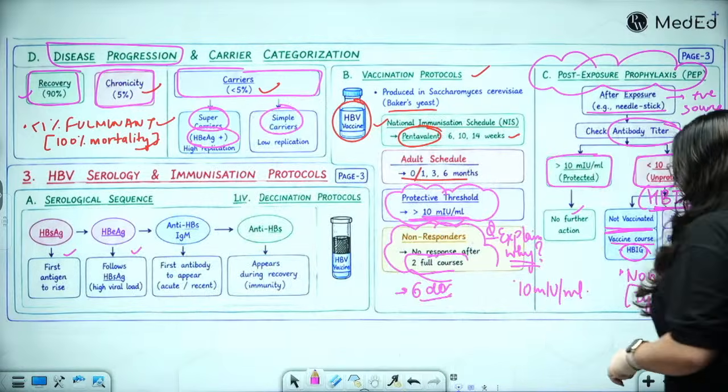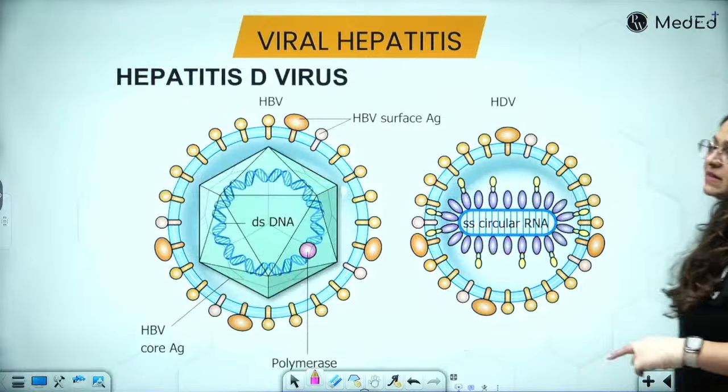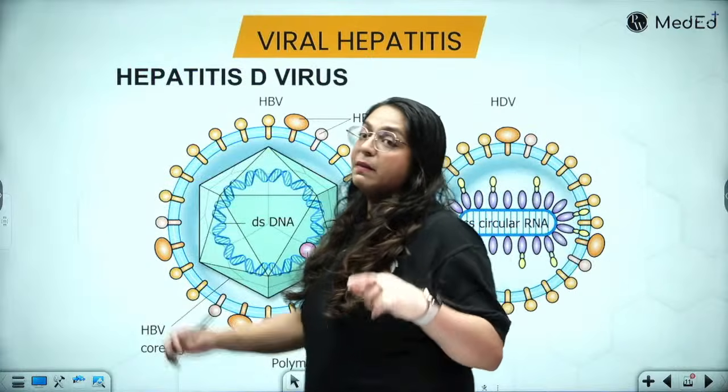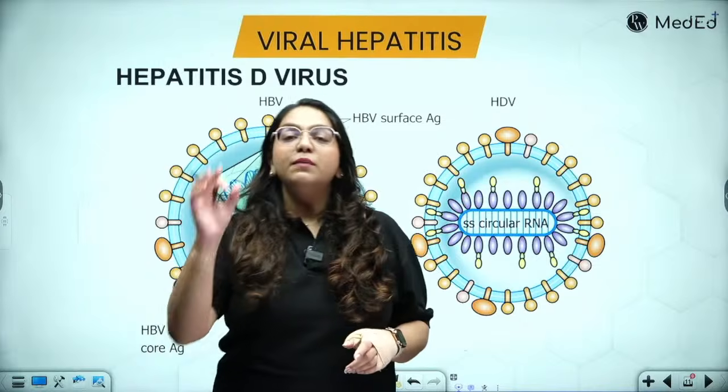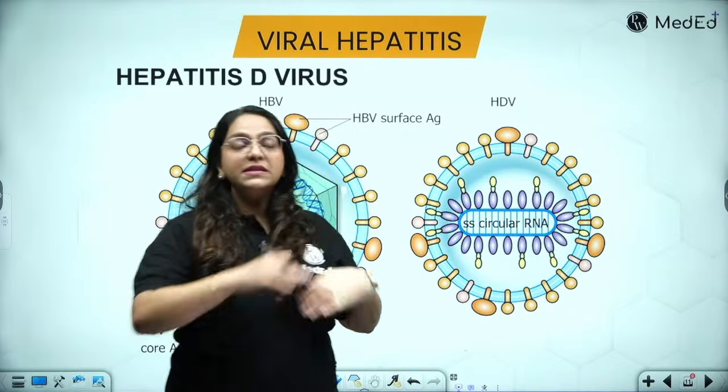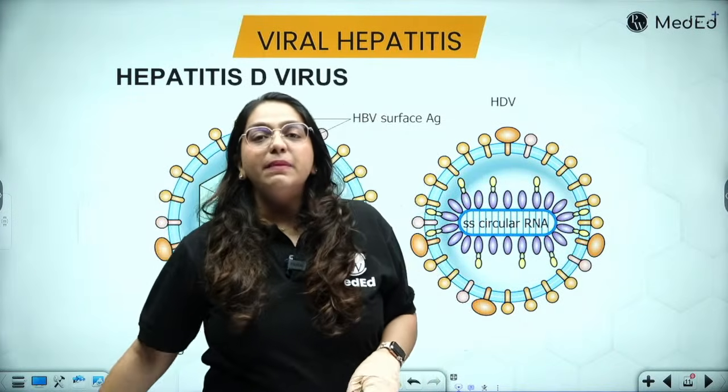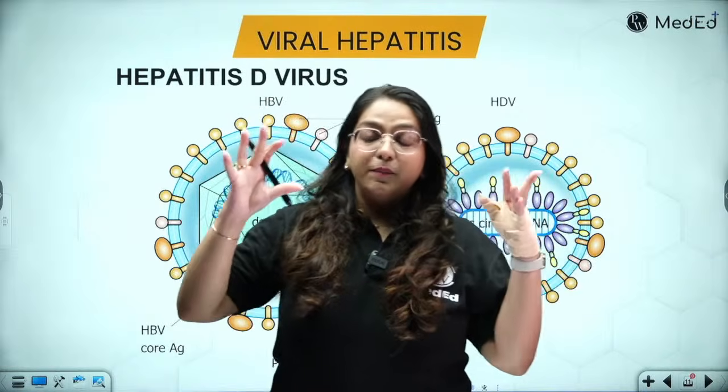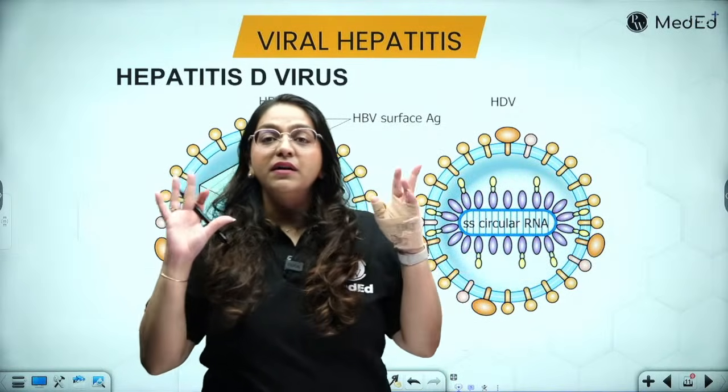All right, so let's move forward. So we are done with hepatitis B. What do we remember? We remember the comparison table. We remember the morphological diagram. We remember the serology that we have made. We remember the post-exposure prophylaxis and we remember the vaccine.